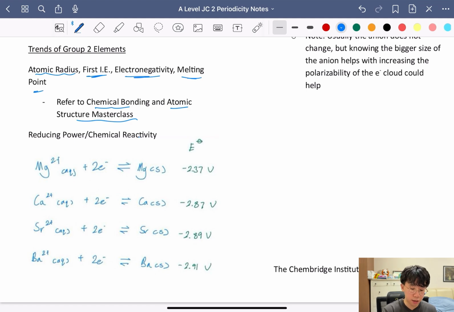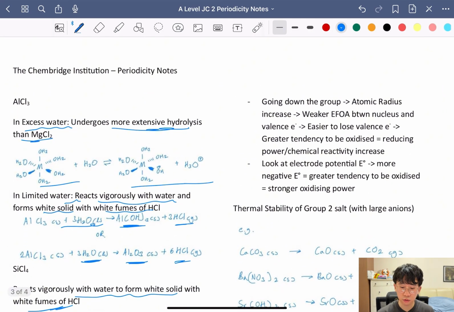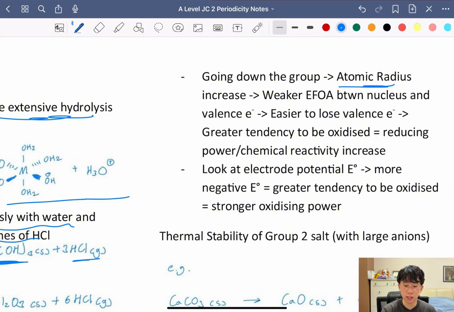Now next up, we're going to talk about reducing power or chemical reactivity of the group 2 elements. So you realize that as we go down the group, there is a decrease in the E0 value as well. Now you may not be familiar with E0 values for now, but this is just proof of the concept. And what is the concept behind all this? Well, as we go down the group, the atomic radius increases, so this leads to weaker electrostatic forces of attraction between the nucleus and the valence electrons. So it's easier to lose your valence electrons, and therefore it has a greater tendency to be oxidized to the ionic form.